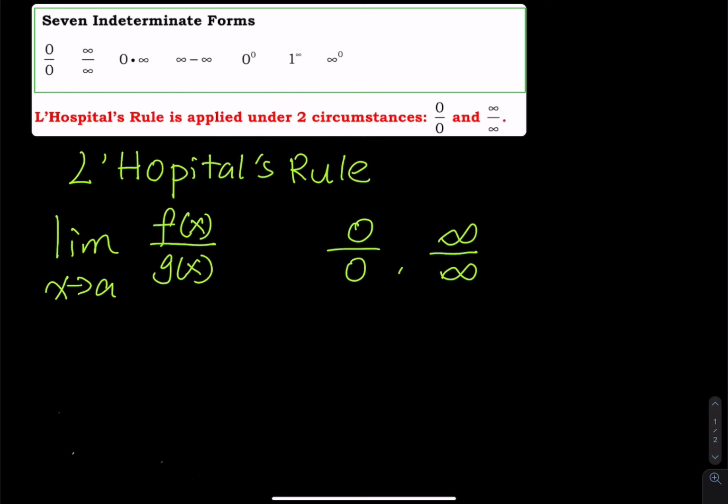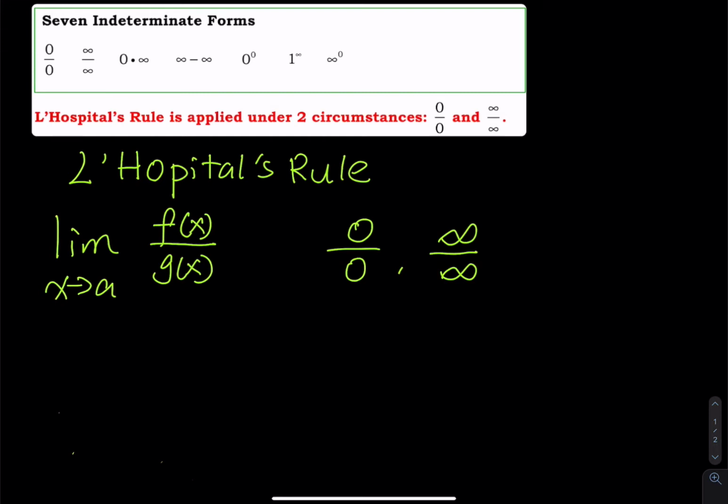In this section we are going to talk about L'Hopital's rule. First things first, we have to talk about 7 indeterminate forms. Look at the picture. There are 7 indeterminate forms: 0 over 0, infinity over infinity, 0 times infinity, infinity minus infinity, 0 raised to 0, 1 raised to infinity, and infinity raised to 0. What is an indeterminate form? An indeterminate form is when we encounter any one of these.